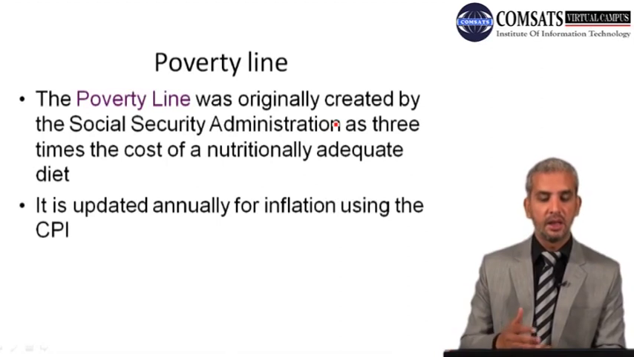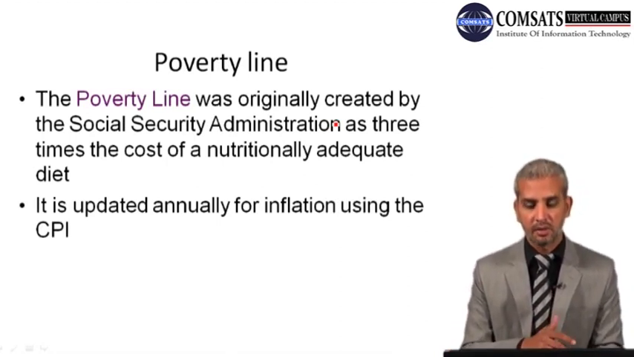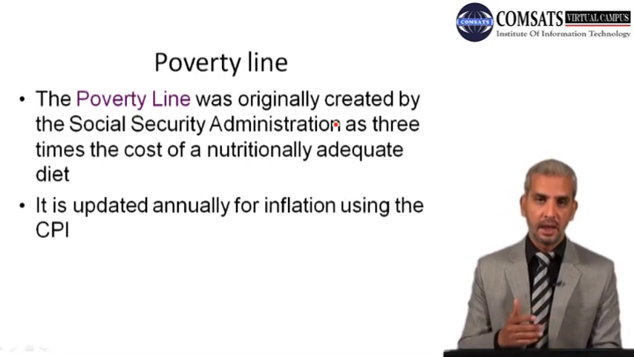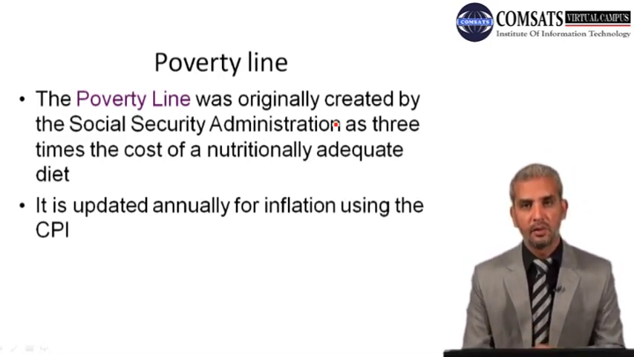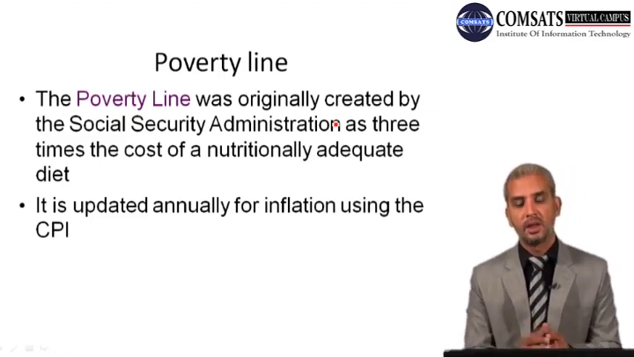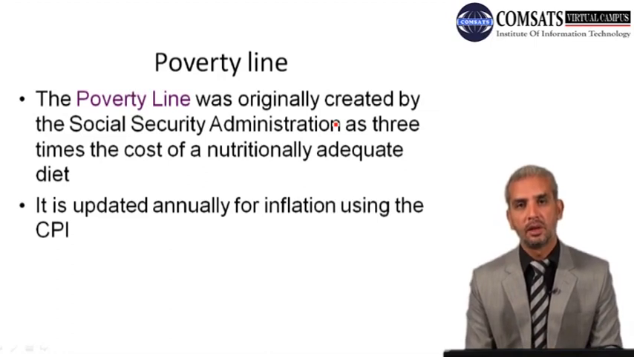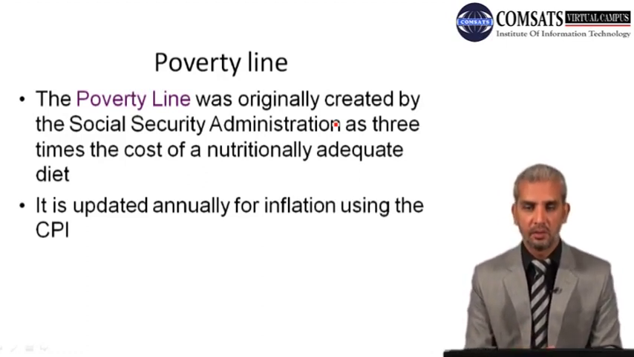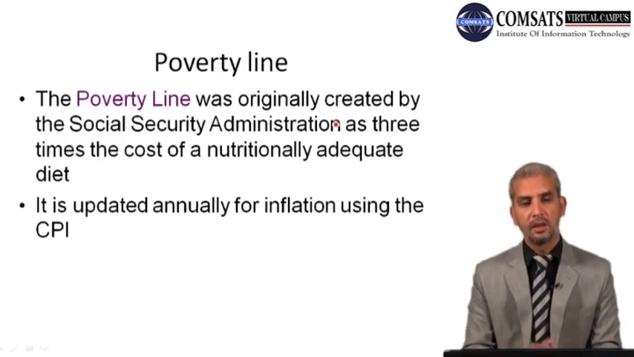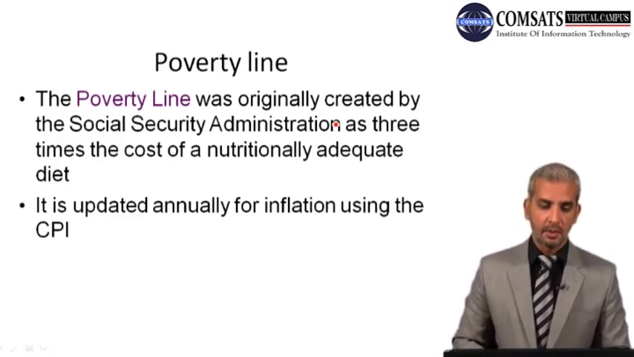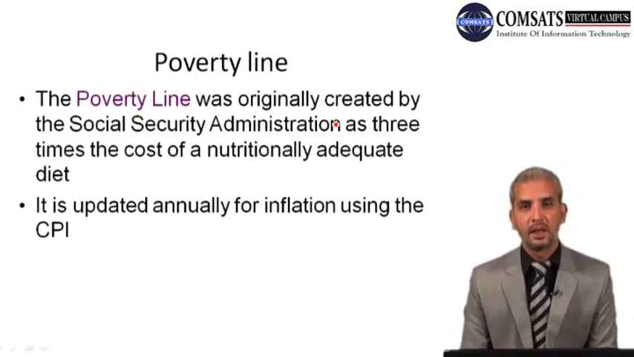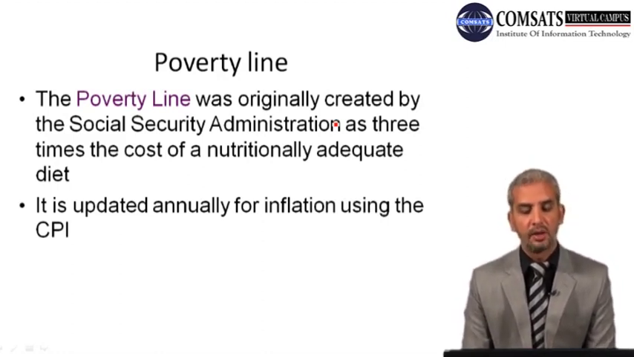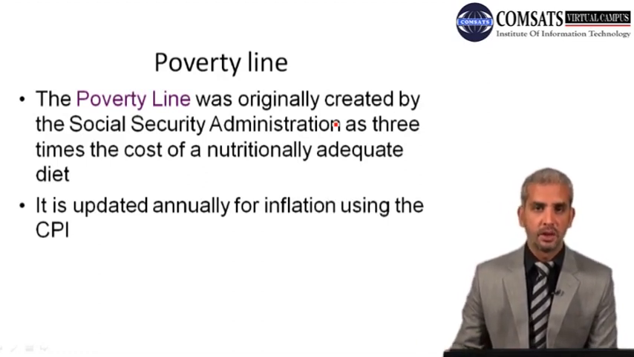The poverty line was originally created by the Social Security Administration in the United States as 3 times the cost of a nutritionally adequate diet. Why 3 times? Because one part of that income would go to purchasing a nutritionally adequate diet, and the other 2 parts, 2 by 3, would go to the purchase of other required necessities like housing, medical care, traveling around, and maybe the cost of looking for other jobs. This is how they defined their poverty line in the USA, and it was updated annually for inflation using the consumer price index. I hope you know what the consumer price index is.